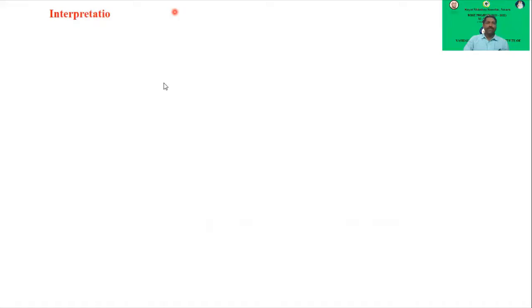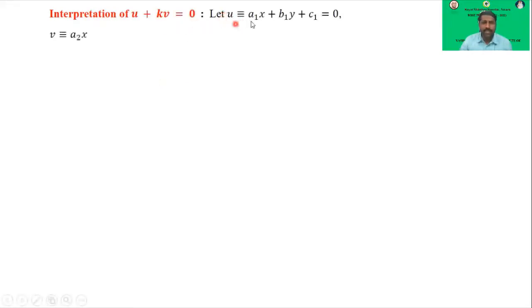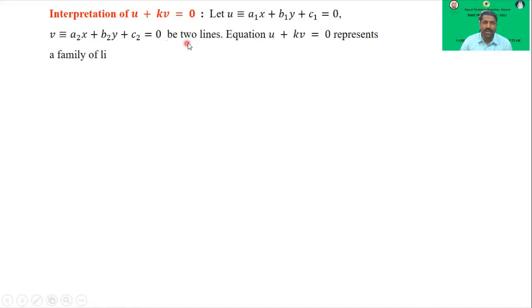Now interpretation of u plus kv is equal to 0. Let u is equal to a1x plus b1y plus c1 is equal to 0, v is equal to a2x plus b2y plus c2 is equal to 0 be two lines. So equation u plus kv is equal to 0 represents a family of lines. It means it passes through the point of intersection of two lines or parallel to these lines u and v.